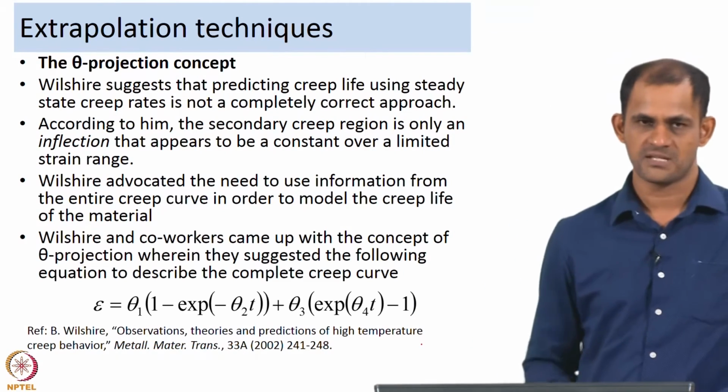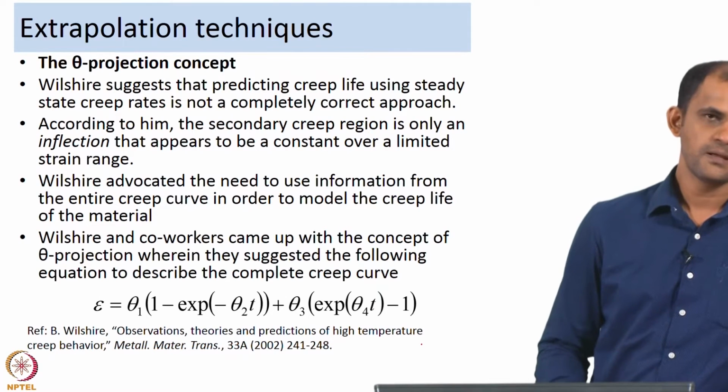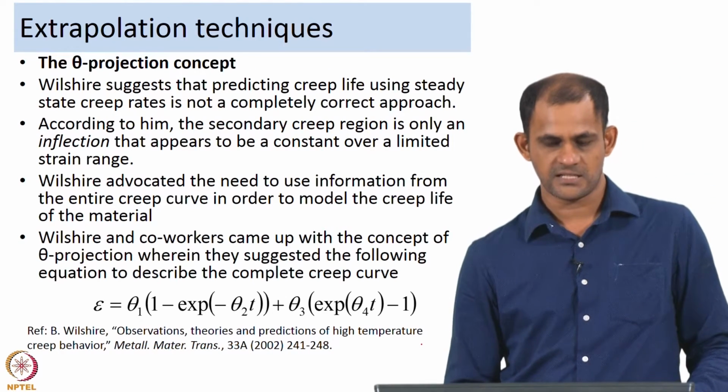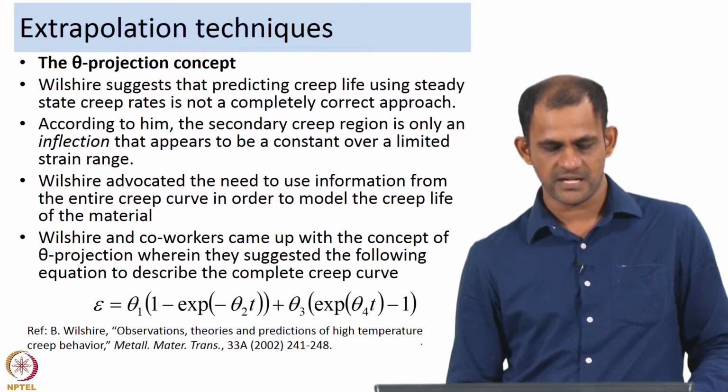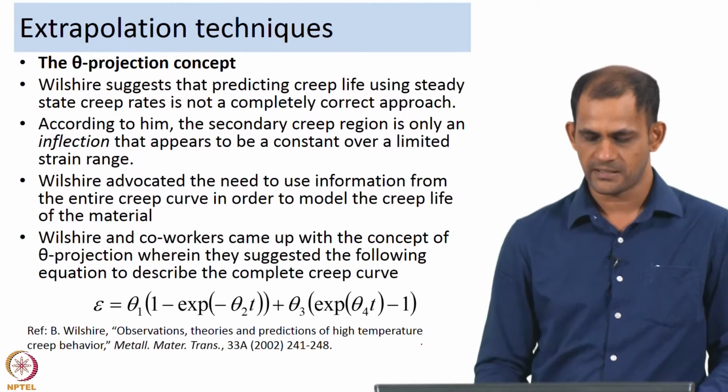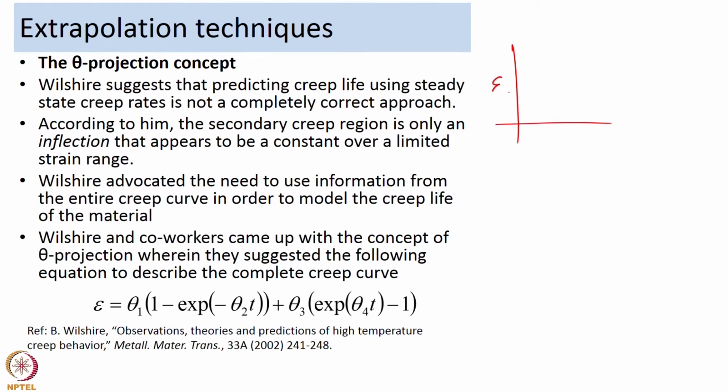So, they claim this is the theta projection concept method. Wilshire suggests that predicting creep life using steady state creep rates is not a completely correct approach. If you remember, I was saying strain versus time, you have steady state and you can predict the performance by using the slope of the secondary creep region, the epsilon minimum, and then based on that you can predict the useful creep life of a material.